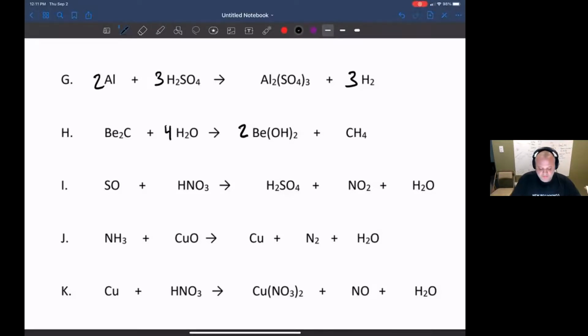So hopefully that took care of the oxygens because that's the only option I have. Let's count them up. 4 times 1 is 4. And 2 times 2 is 4. It looks like I'm good. I'm done there with that one.